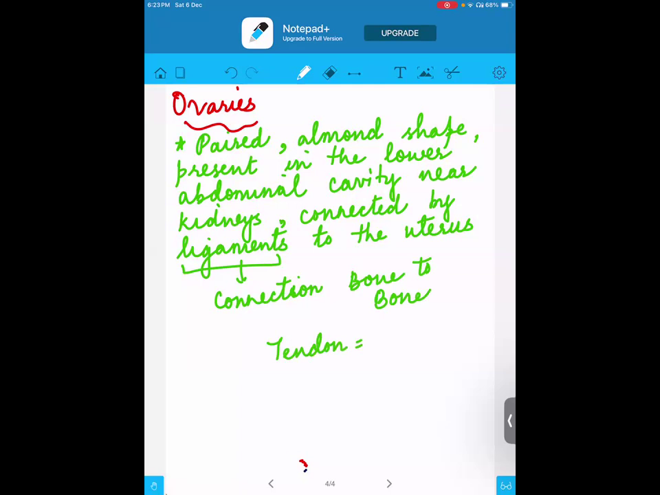Ligaments and tendons. Ligaments connect bone to bone, whereas tendons connect bone to muscle. Here, in the case of the ovaries, they will be connected by ligaments to the uterus.